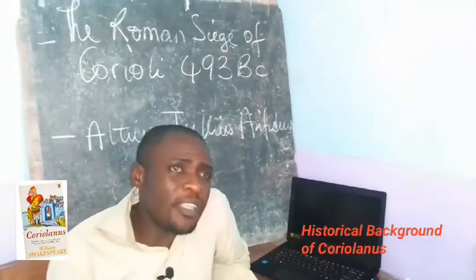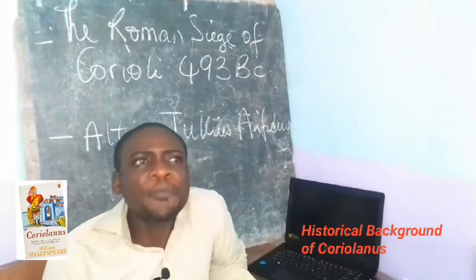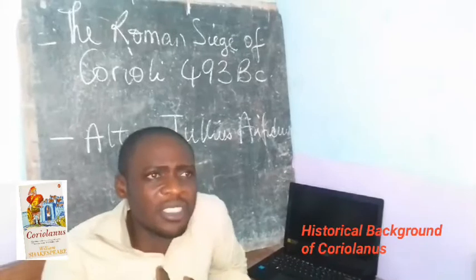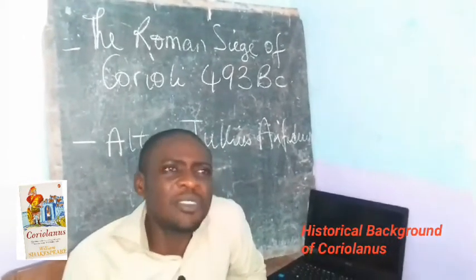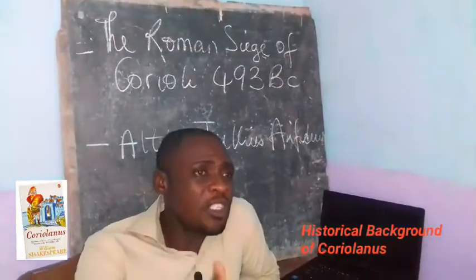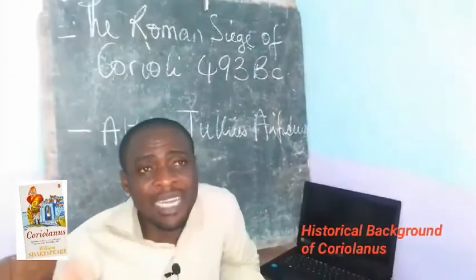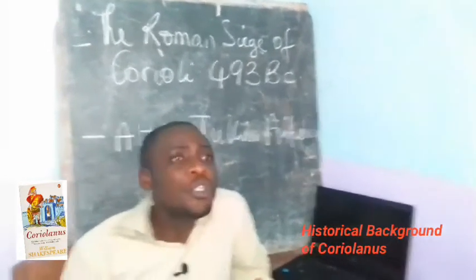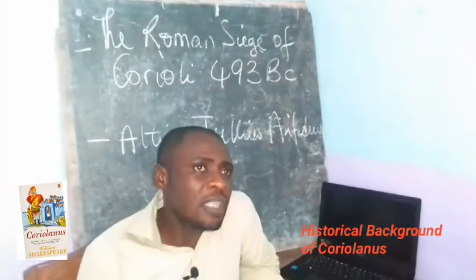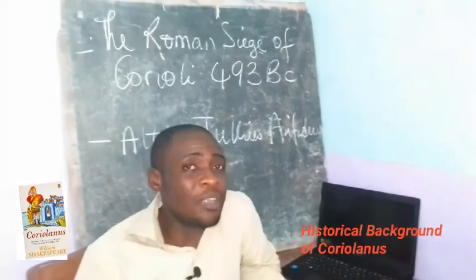Now you would find it curious that the story was sourced. Shakespeare sourced this story from different versions or translations of Plutarch's account of the noble lives of Grecians and Romans. Now, Plutarch was a Greek biographer who wrote quite a lot about great Roman and Greek figures. So he had written quite a lot about Gaius Marcius.